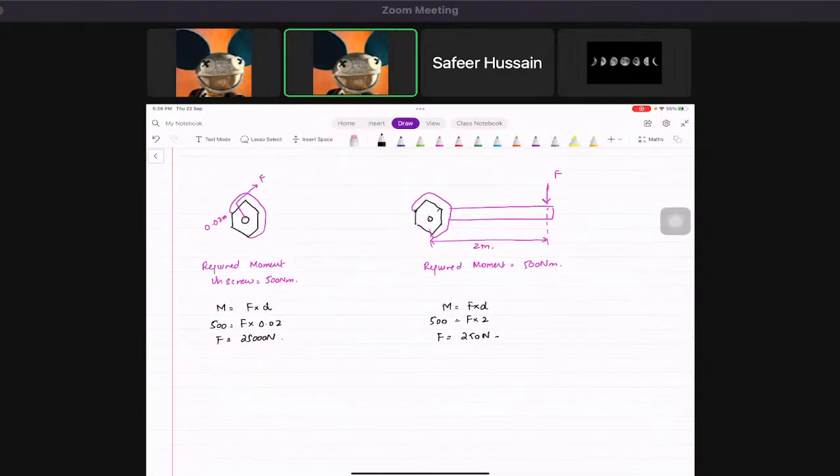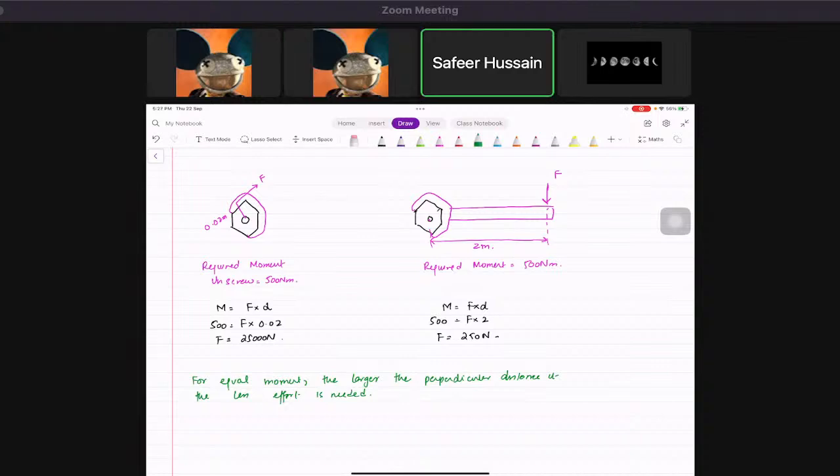The reason behind this is that for equal moments, the larger the perpendicular distance is, the lesser effort is needed. Is it clear, Safir and Varisha? Any questions? No questions, sir.